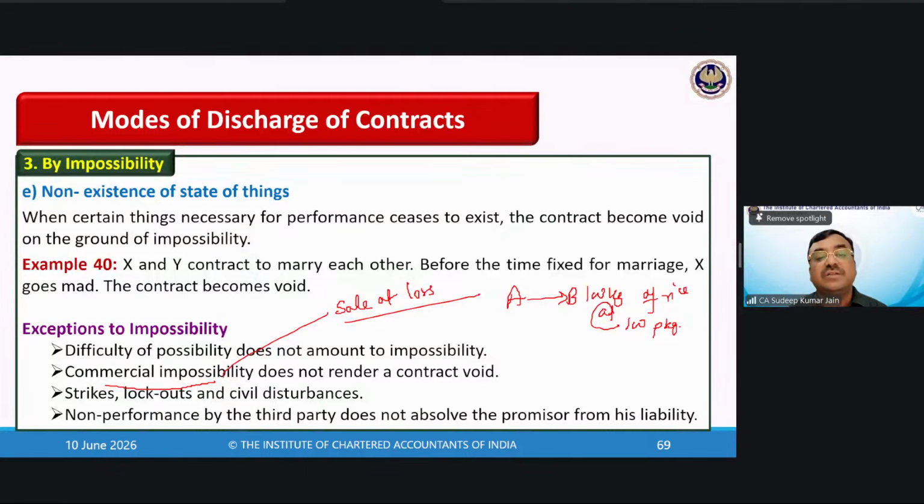Strikes, lockouts and civil disturbance may be difficulties, not impossibility.